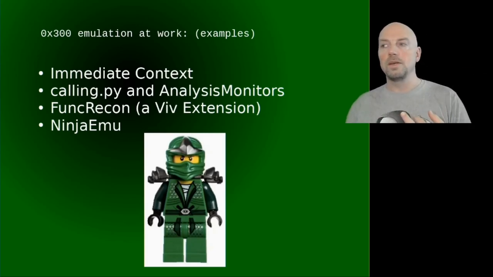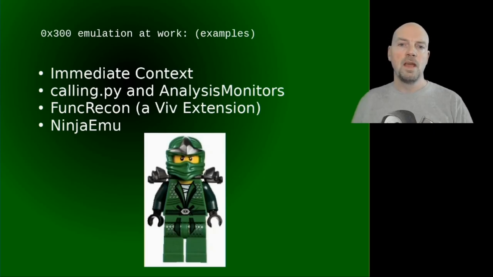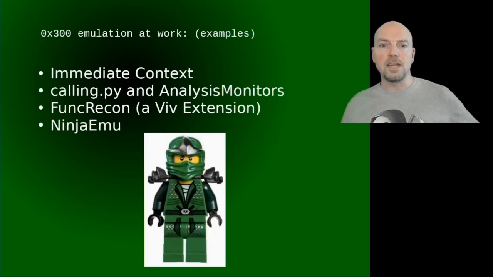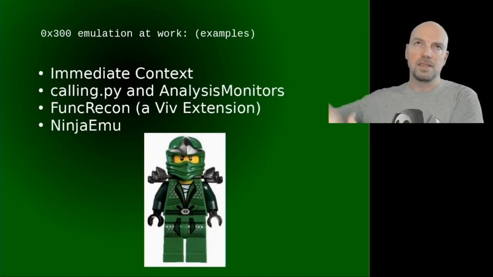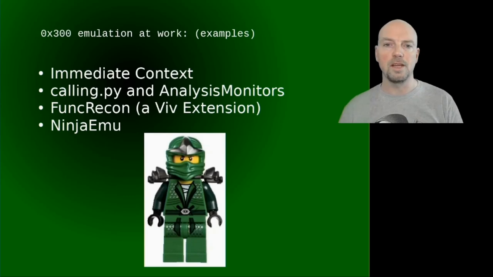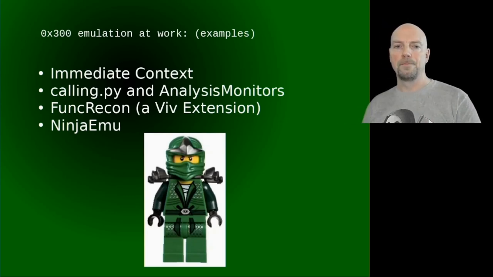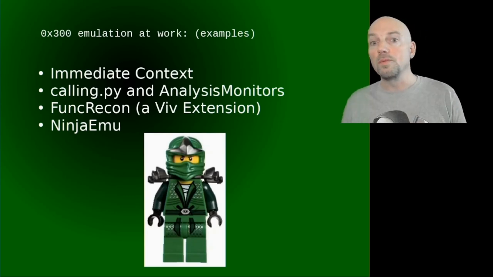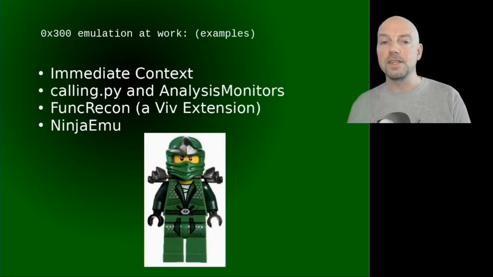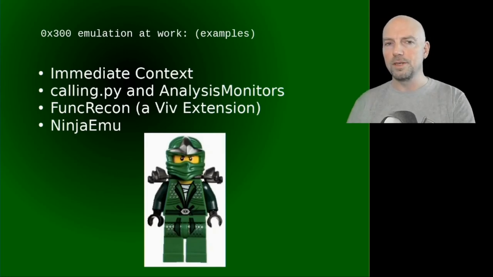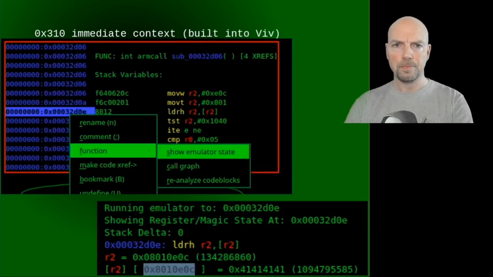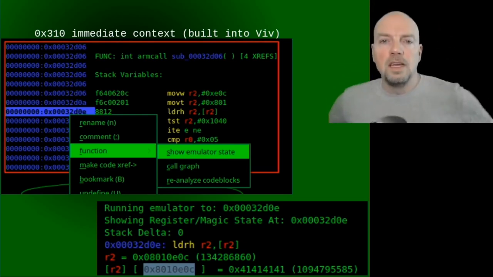And then we'll go on to a little gizmo that I created and continue to implement on my own called Funk Recon, or Function Recon. I implement it as a Vivisect extension. Vivisect is my tool of choice, and it provides a ton of these partial emulation toys for me. And then at the end, the whole reason that you're here and not at a previous talk is Ninja EMU and how we can use emulators to drive our reverse engineering. So starting off, immediate context.